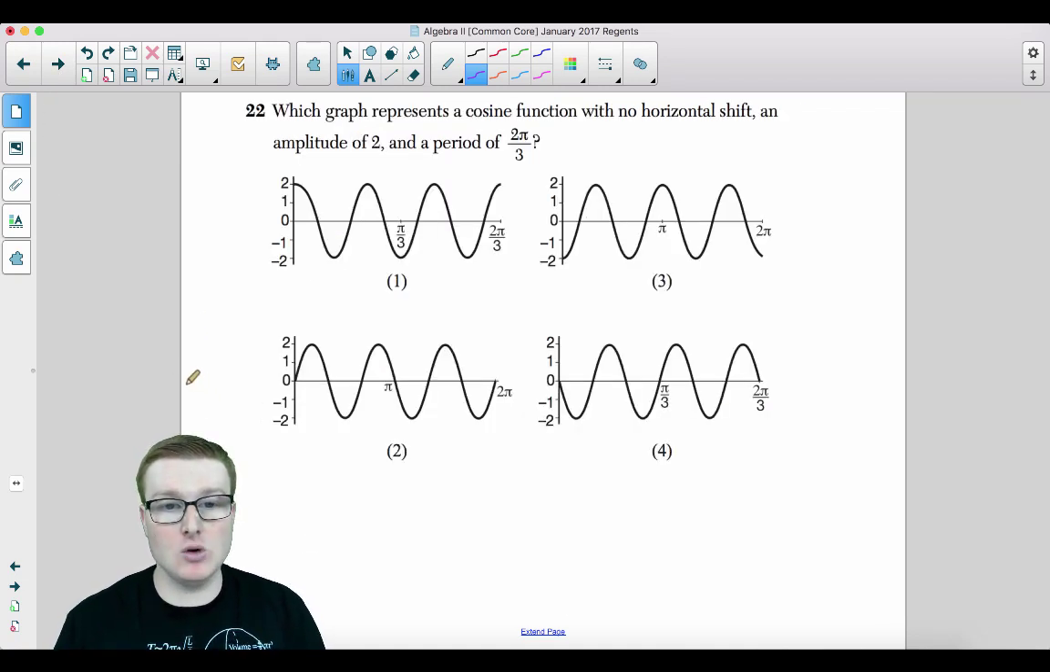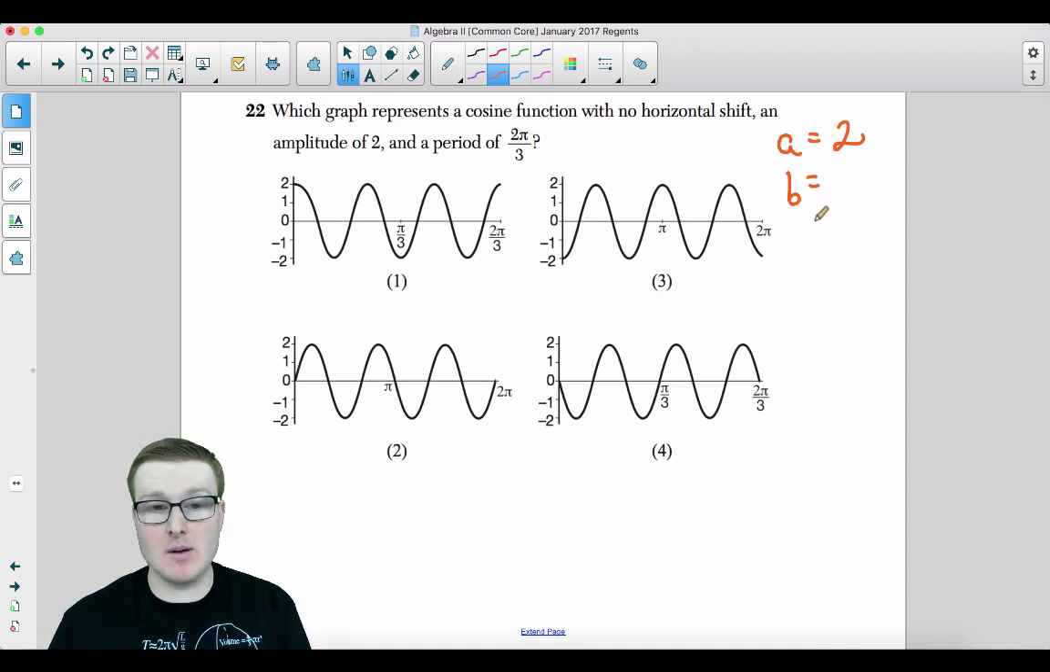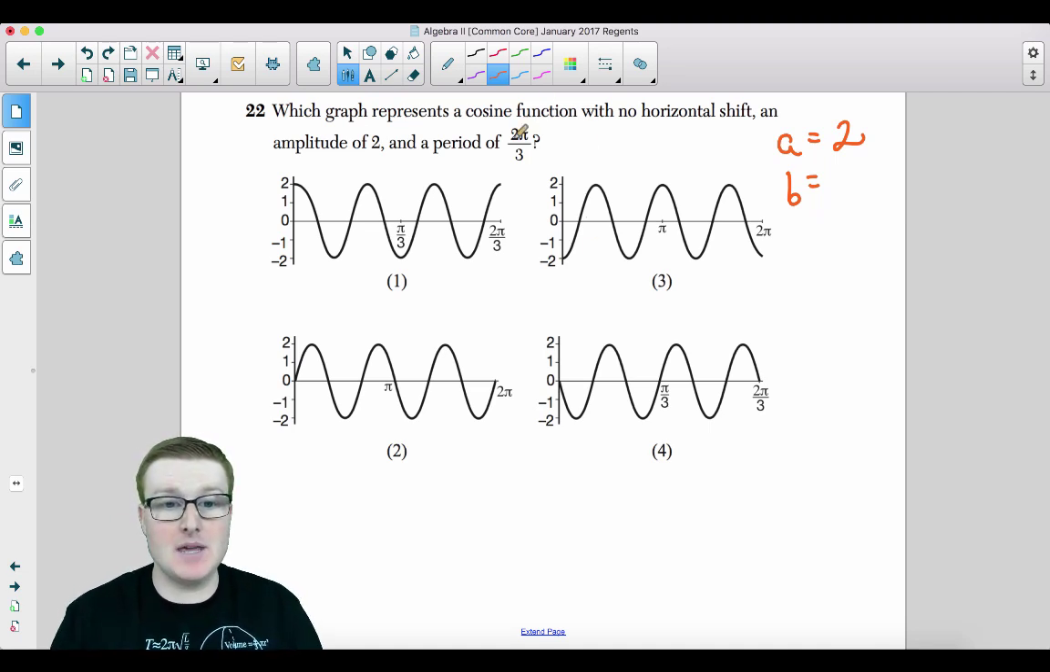Which graph represents a cosine function with no horizontal shift, an amplitude of 2, and a period of 2 pi over 3? So, we are given the amplitude is 2. We don't know what the frequency is. Now, remember what the frequency is. The frequency is the amount of times a curve repeats itself in 2 pi radians. Okay? So we're actually given the period. So the period in this case, they're telling you that one curve completes itself in 2 pi over 3 radians. So, let's go ahead and find the frequency.